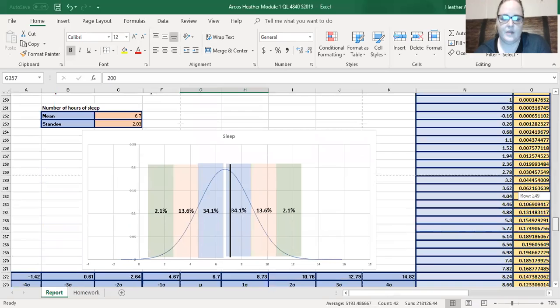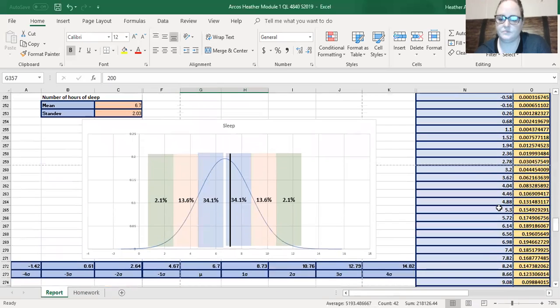This is the sleep patterns. I would be right about in here. I usually get about 7.5 hours of sleep, which is maybe a little bit more than, I guess, the average.